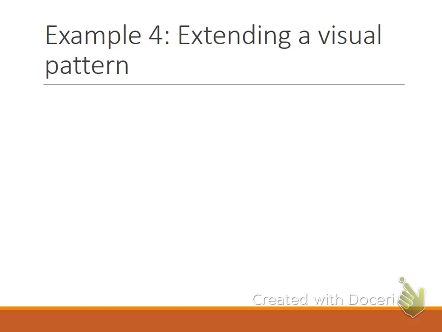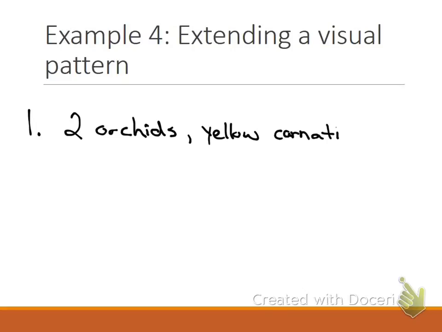Not quite, yes. 2 orchids and a yellow carnation. Okay, so to answer this question, we found the pattern, and under example 4, I want you to write that the next flowers in the pattern would be 2 orchids and a yellow carnation. Okay, and that answers the question under example 4. Okay, we're asked to find the next flowers in the visual pattern.